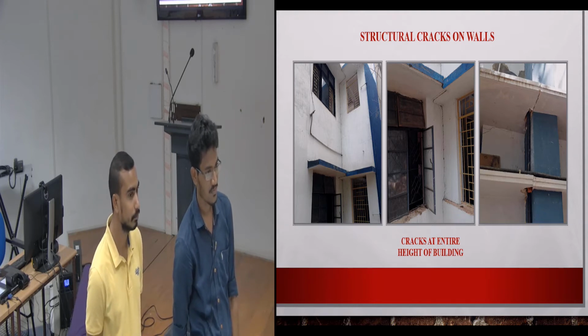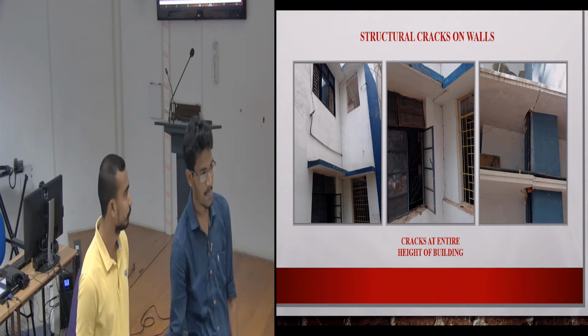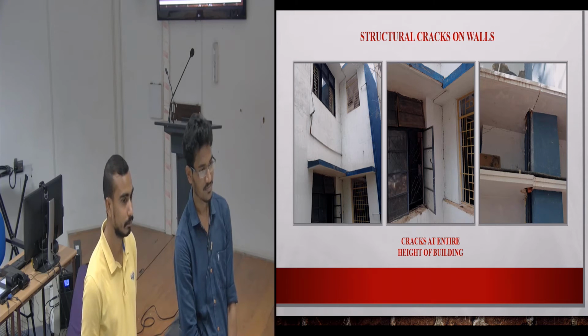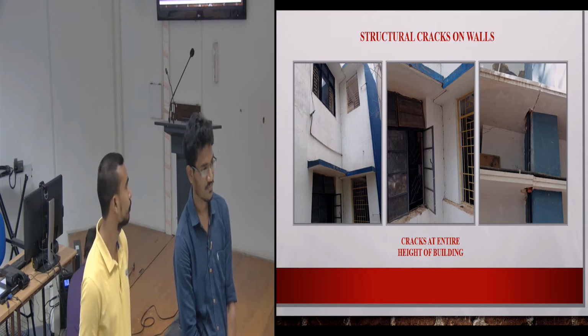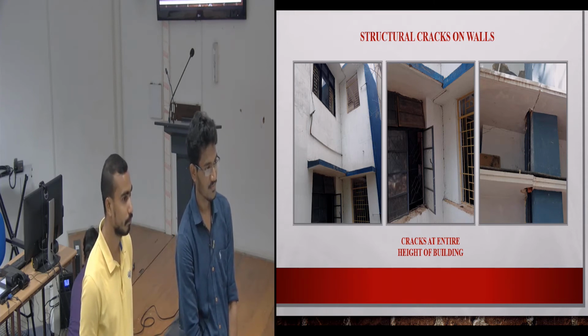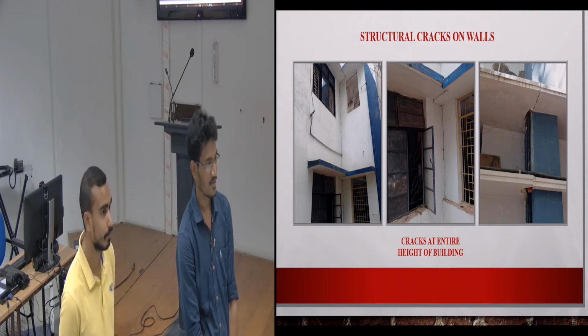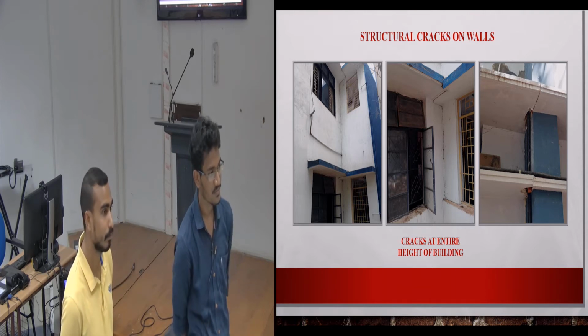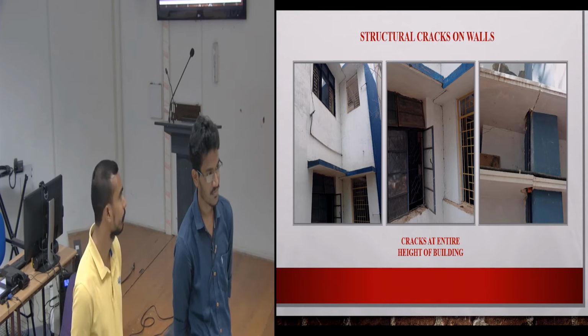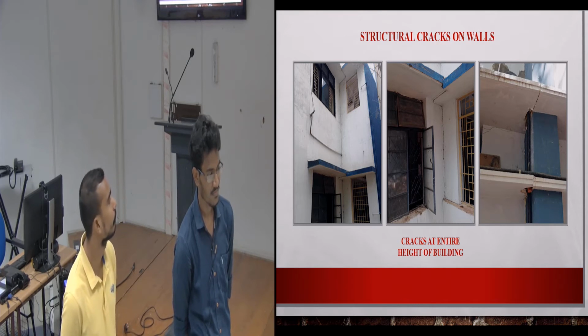You should show pictures below. You should have checked if there's any kind of differential settlement between the two sides, like how you have shown for the previous entrance one. That sort of settlement can be because of filling also, because over a long time there will be heavy downpour.